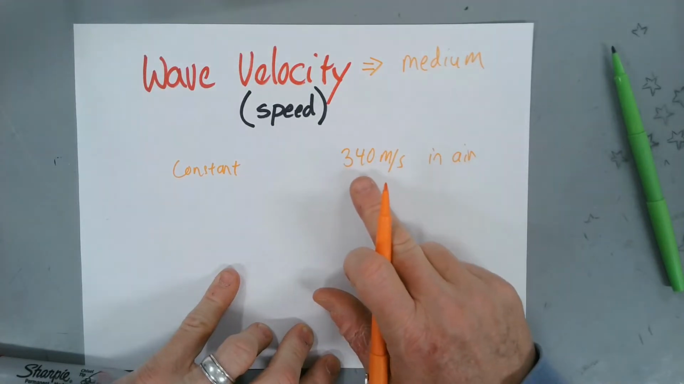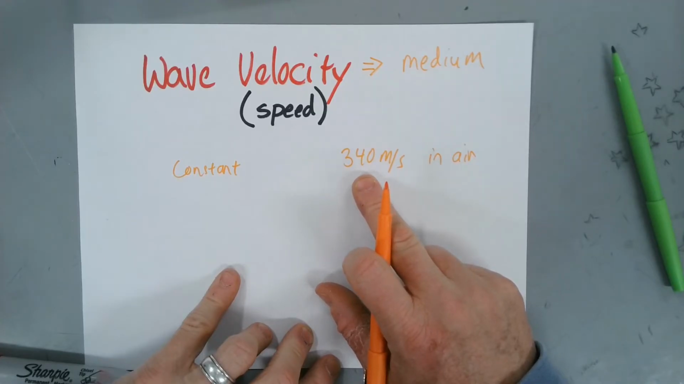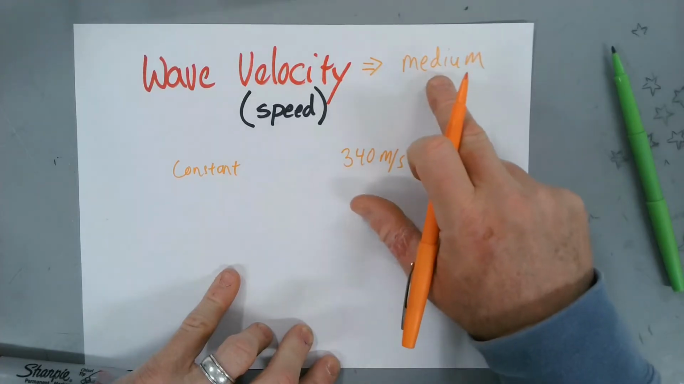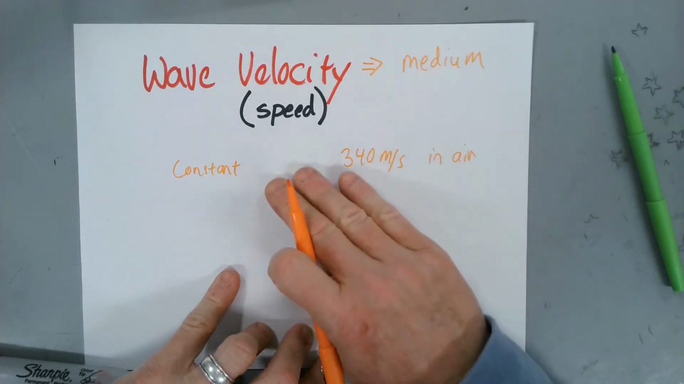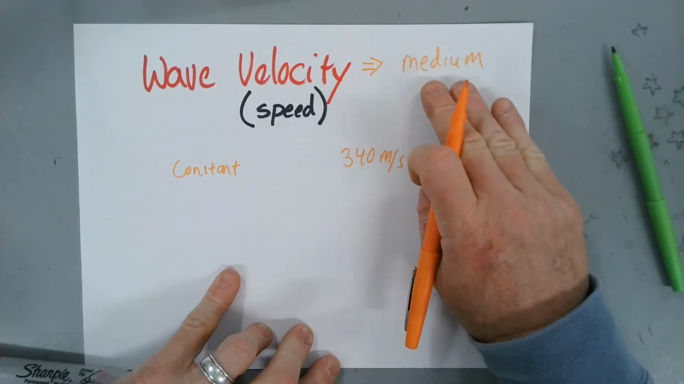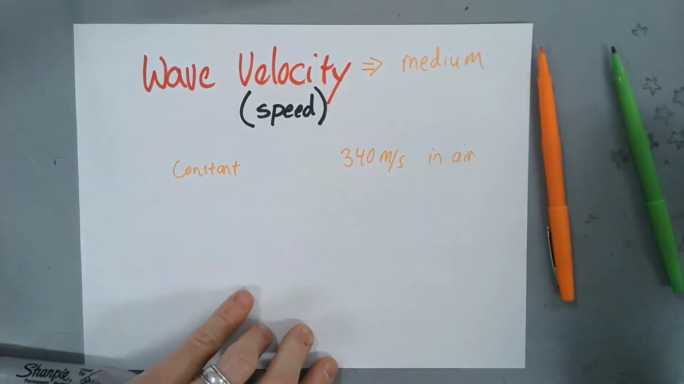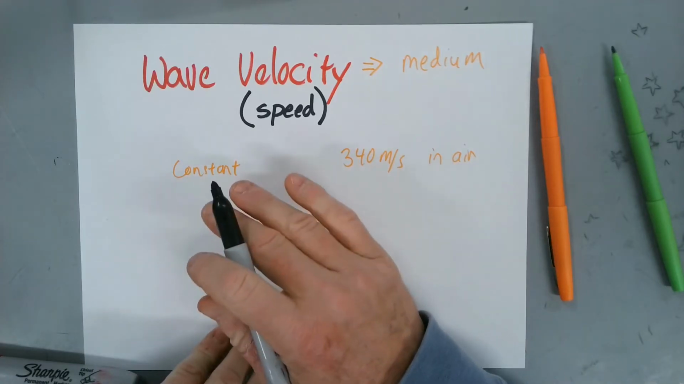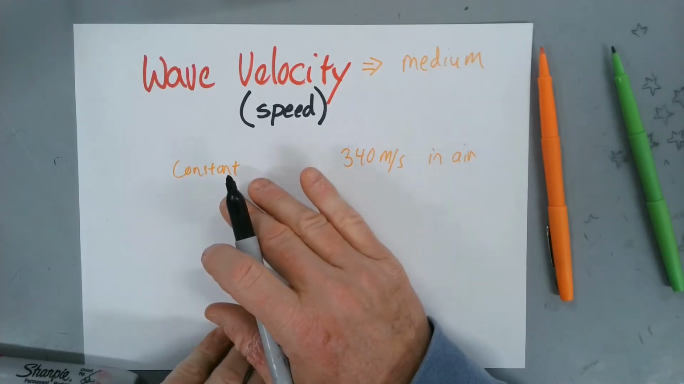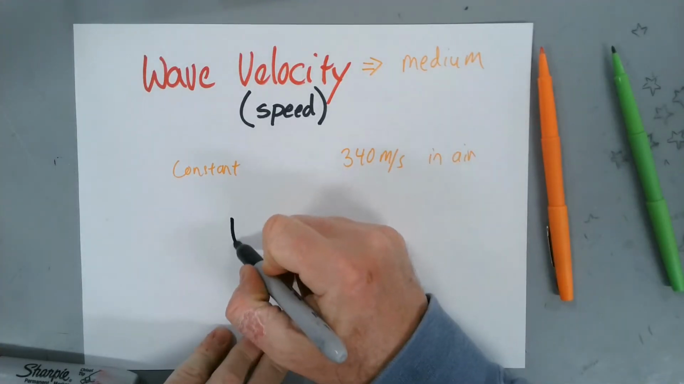Now, sound travels a lot faster through other materials. It also travels slower in some other materials. But given a certain medium, the speed of a wave is going to be constant because it depends on the medium only. Now, there's a mathematical relationship that is going to relate the velocity with what the wave looks like.